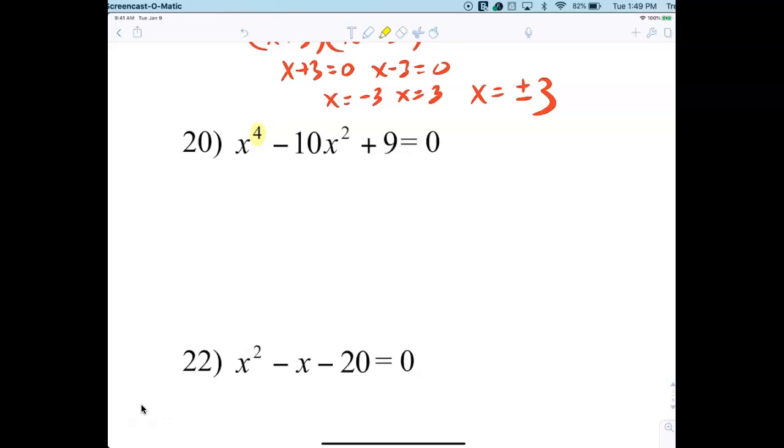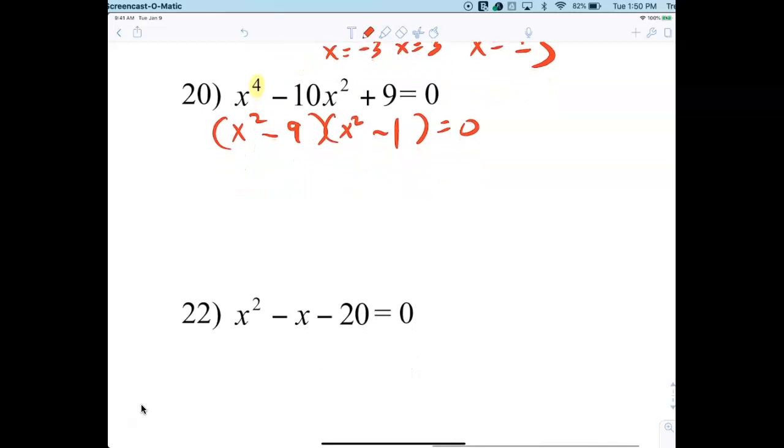So how do I factor this now? Good job. 2 sets of parentheses. What is it? X squared and X squared. Now I need a what? 9 and 1, because I'm trying to make what? 10. I'm trying to make 10. So I want minus 9 and minus 1. So now can I factor X squared minus 9? Yes. So that'll be X plus 3, X minus 3, then what?